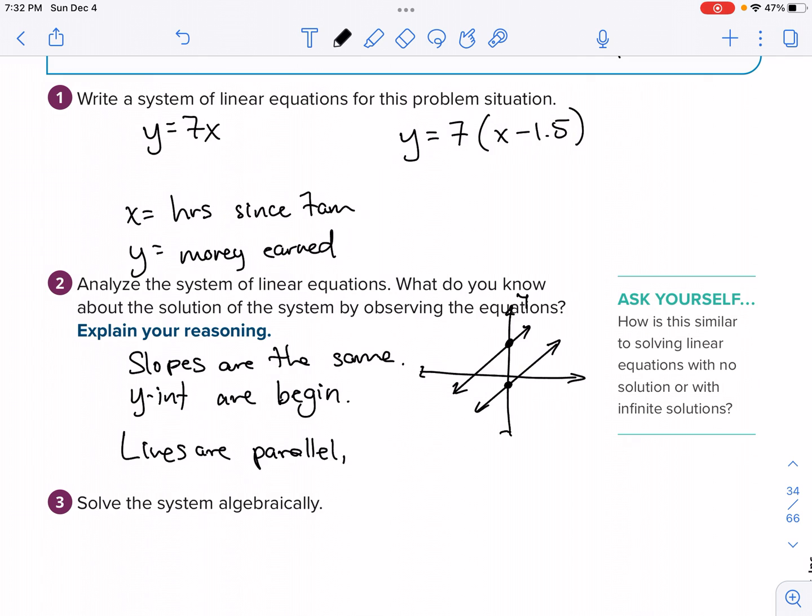P-A-R-A-L-L-E-L. So what that would tell us is that this is no solution because these lines do not intersect. Now let's prove that algebraically. So we're going to set these two equations equal to each other.